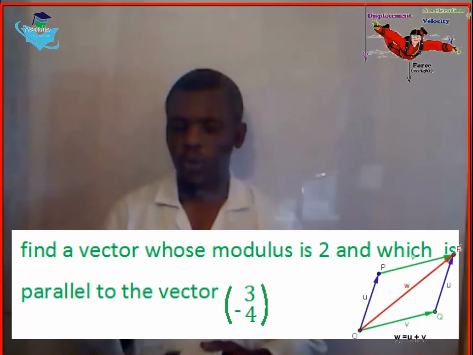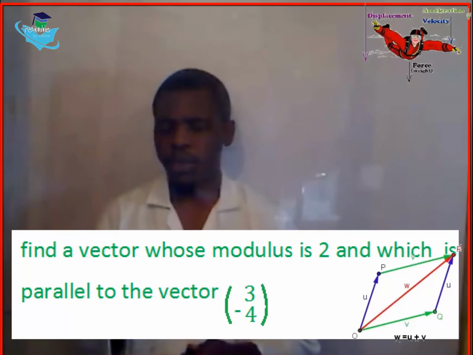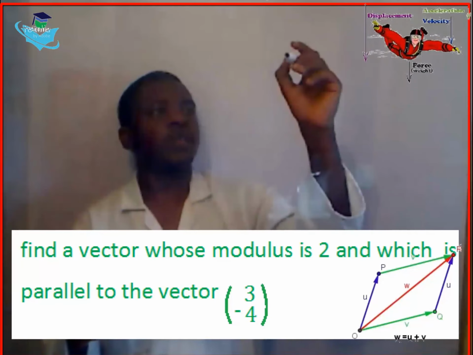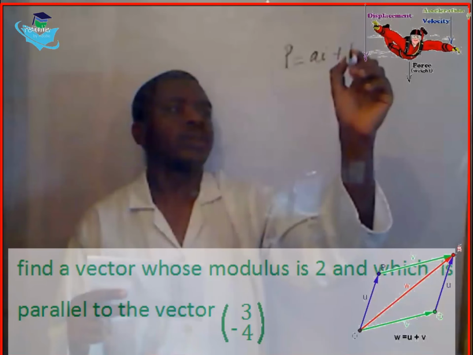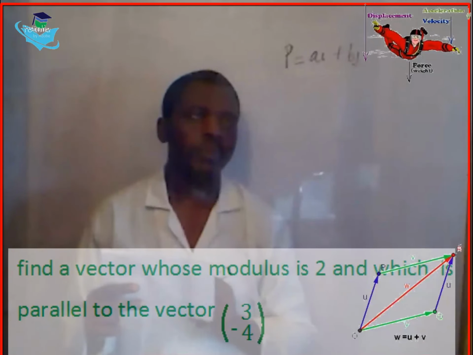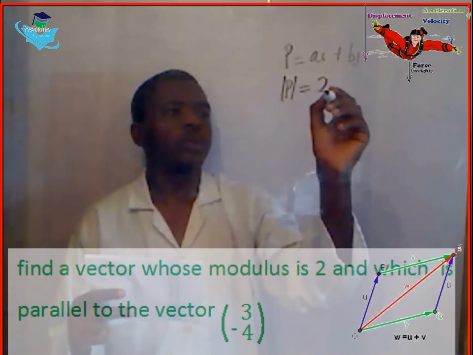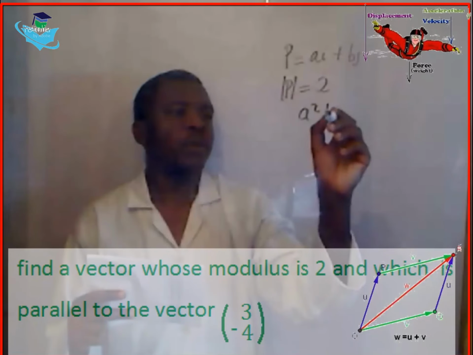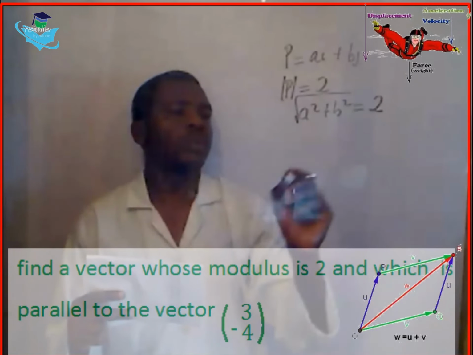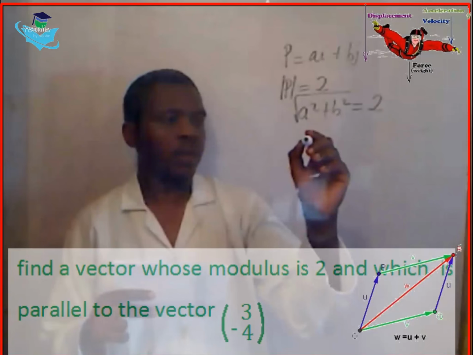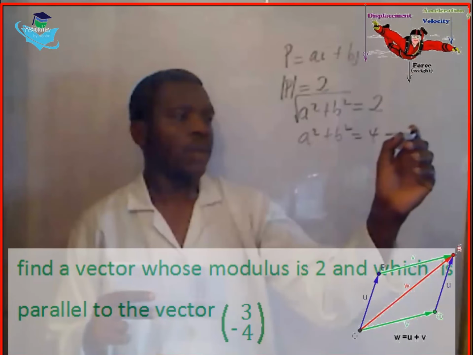Find a vector whose modulus is 2 and which is parallel to the vector 3i minus 4j. Let's call that vector P with elements ai plus bj. We are told that the magnitude of that vector is equal to 2, that is, the square root of a squared plus b squared is equal to 2. I square both sides, I have a squared plus b squared is equal to 4. I call this equation 1.